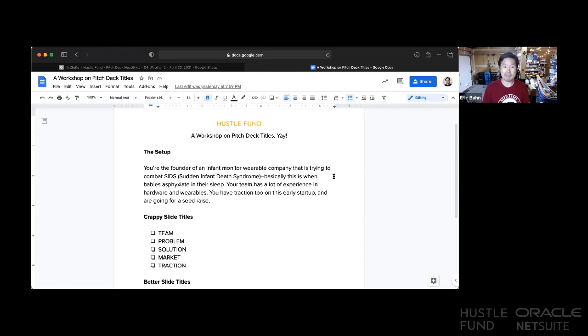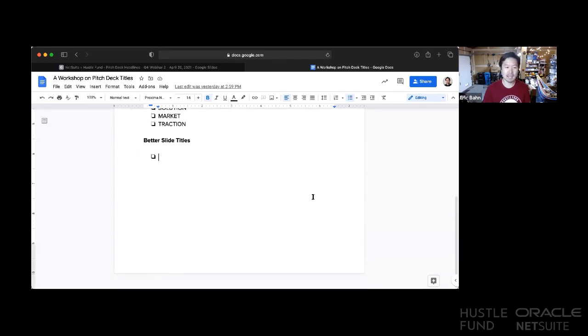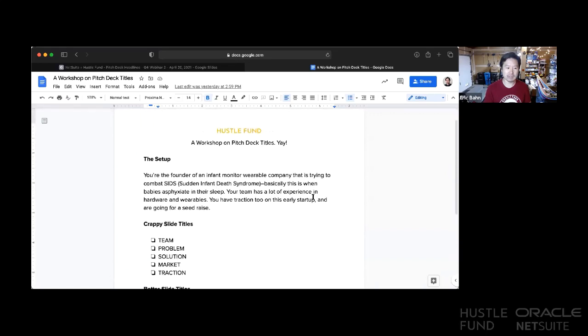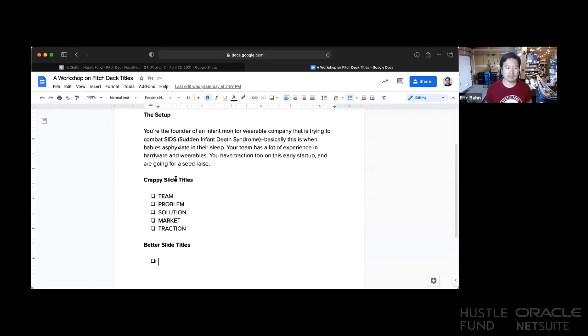Okay. Let me walk you through some of the most common headlines I see for this business or any startup, frankly. And it is as follows. Well, I can leave this up like this. Team, problem, solution, market, traction. By far, these are the most common slide titles that I see in a pitch deck. Do you see a problem here?